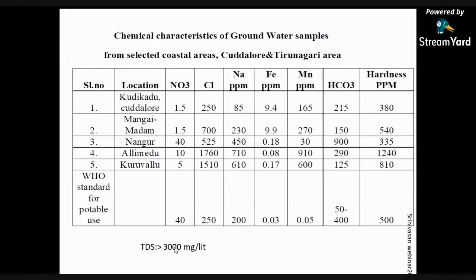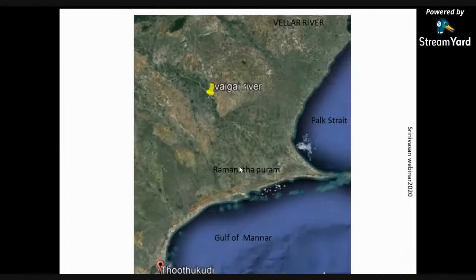But when compared to potable water, the salinity starts when it is more than 3000 milligrams per liter. The sodium and chloride values will also be very high. You see here, so we have to chemically analyze and see the water.